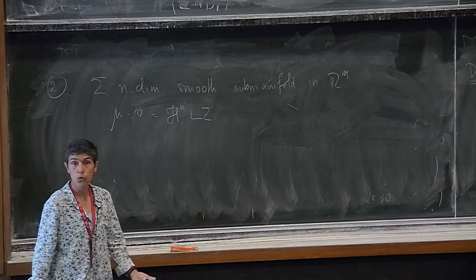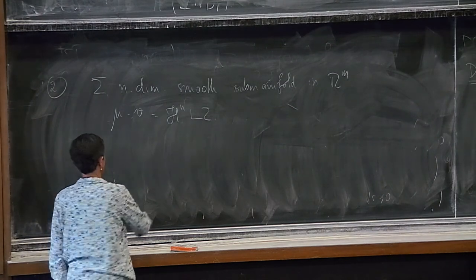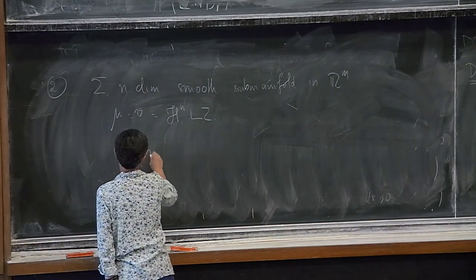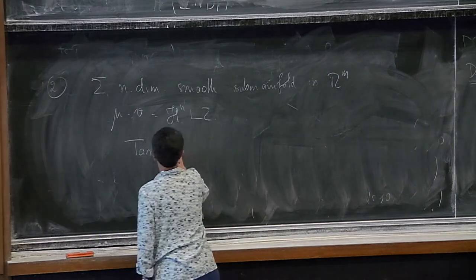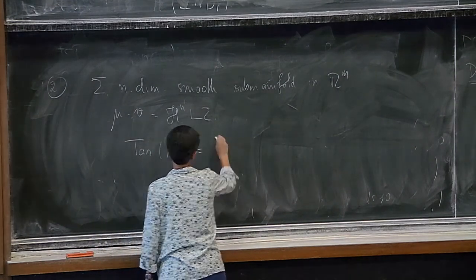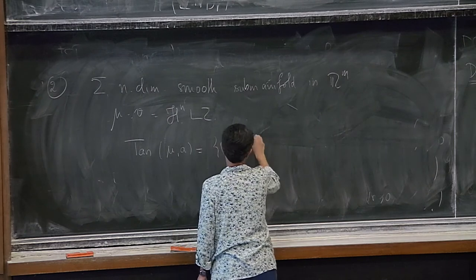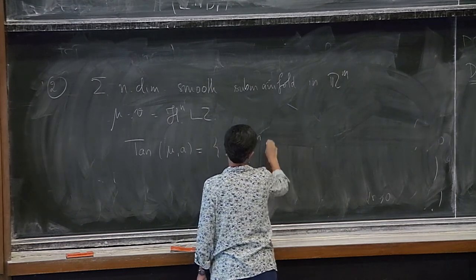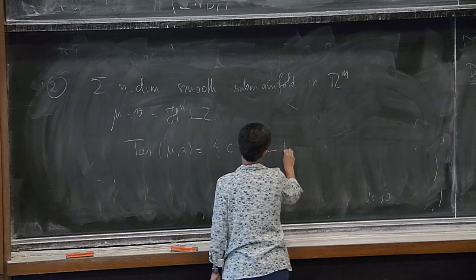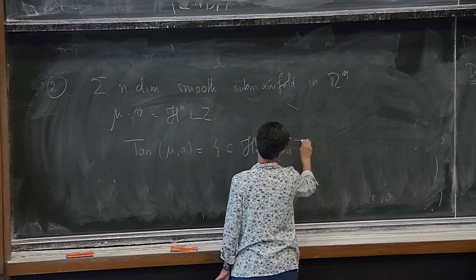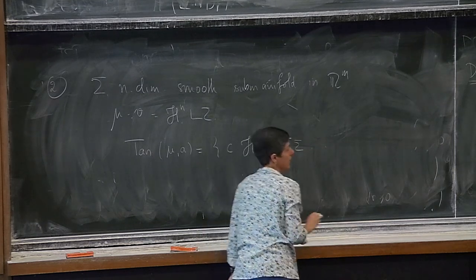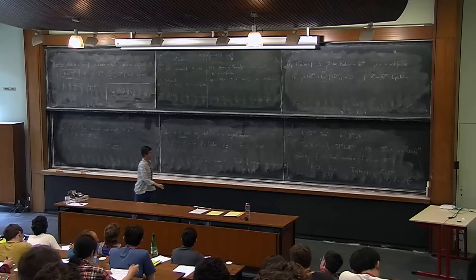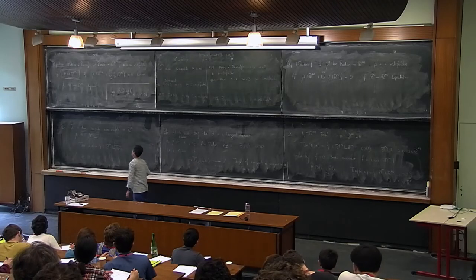And you look at who the tangents are. So in this case, the tangent of mu at a is nothing else than C H^n measure restricted to the tangent plane to sigma at a. Because I'm always translating, I have to go to the origin.